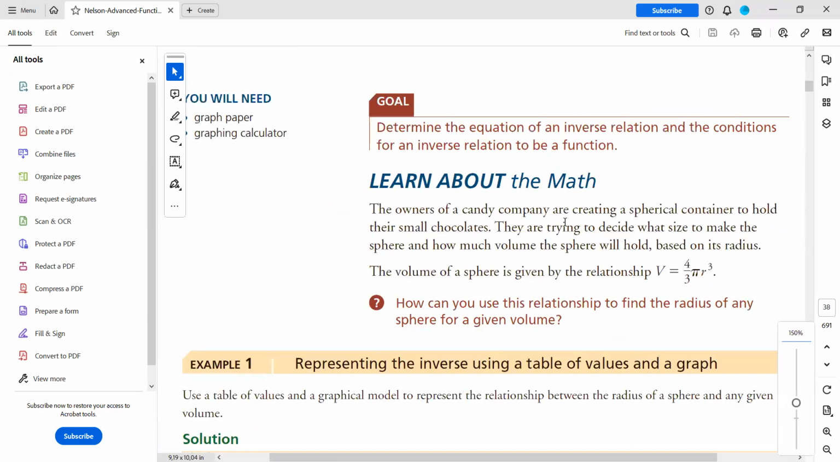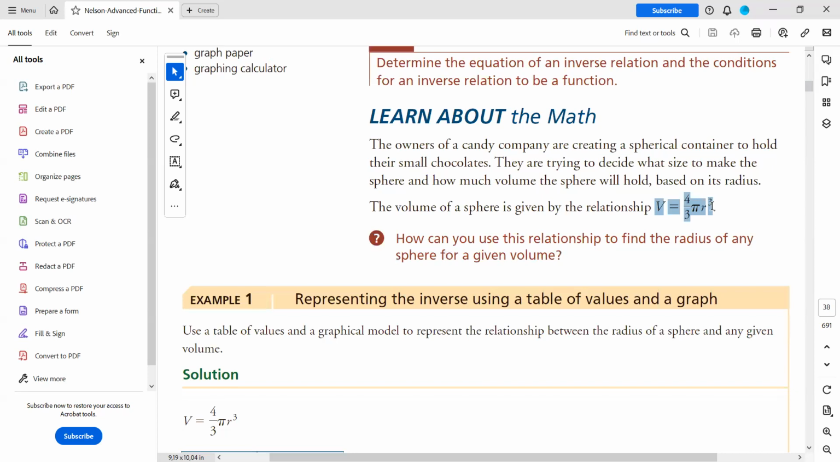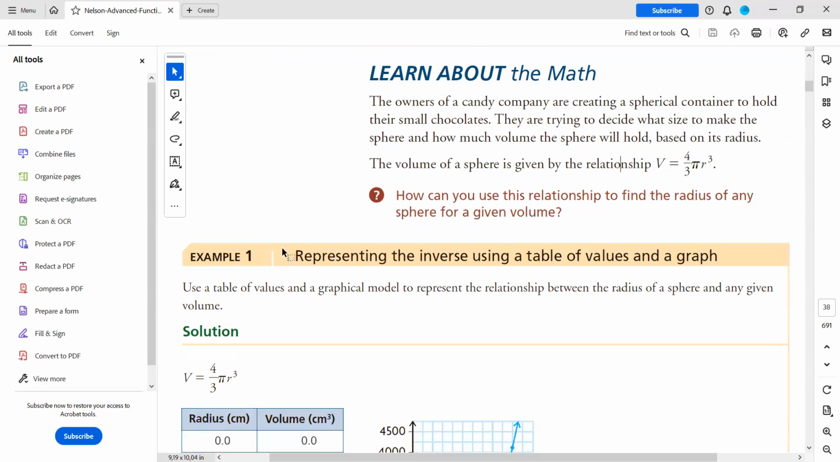The owners of a candy company are creating a spherical container to hold their small chocolates. They're trying to decide what size to make the sphere and how much volume the sphere will hold based on its radius. The volume of a sphere is given by the relationship. This is the widely known formula for the volume of a sphere, a three-dimensional sphere. And how can you use this relationship to find the radius of any sphere for a given volume?